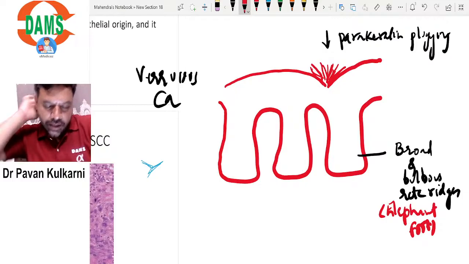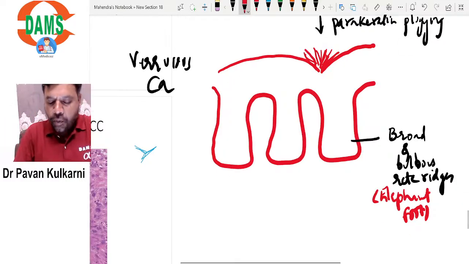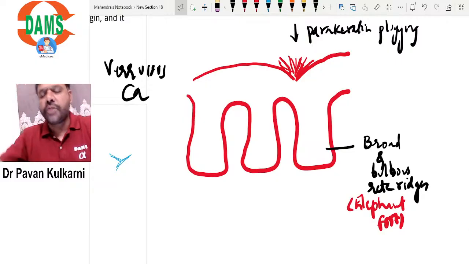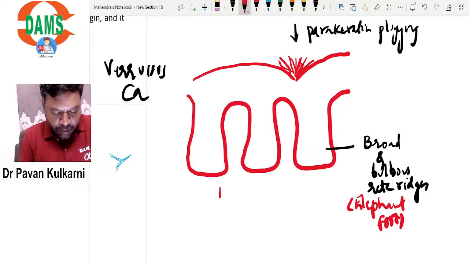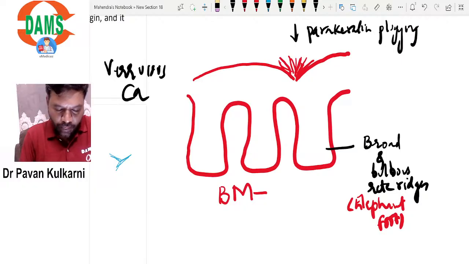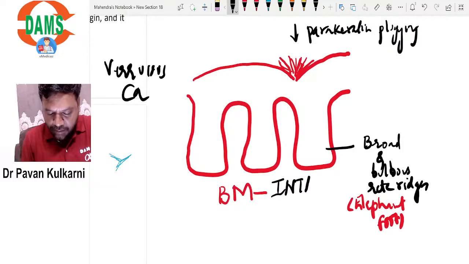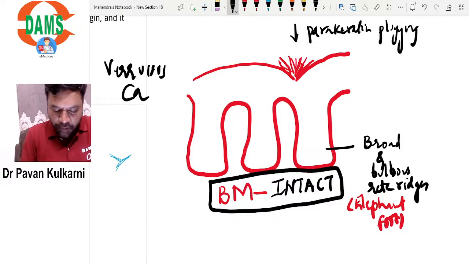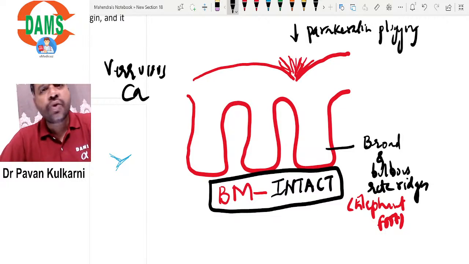Elephant foot retroedges. Remember, the important point about this particular carcinoma, verrucous carcinoma, is that the basement membrane is intact. Basement membrane is intact. Please remember, this is a very important point. Now comes the question: if basement membrane is intact, that means there is no invasion. Yes, in verrucous carcinoma there is no invasion.